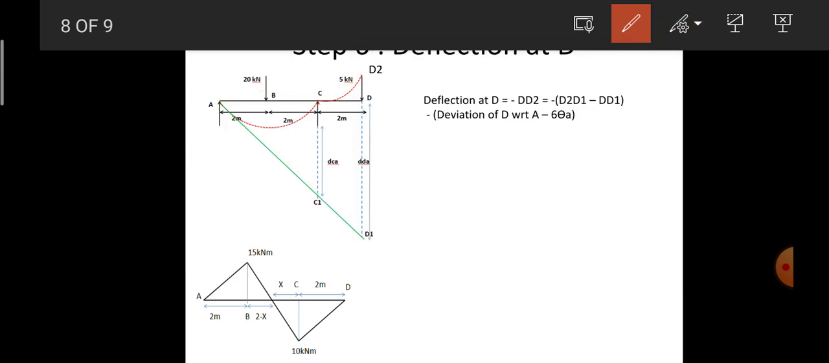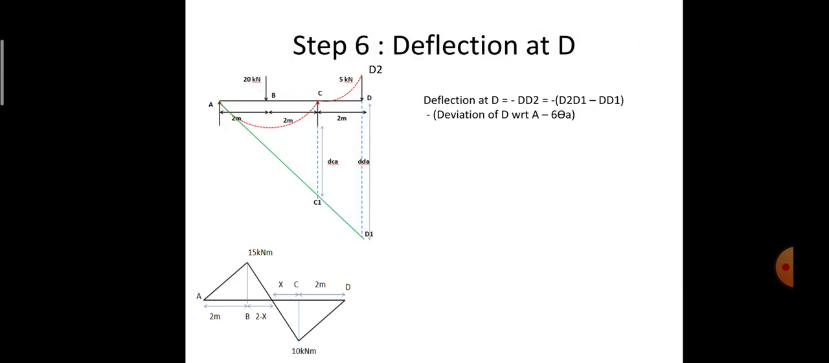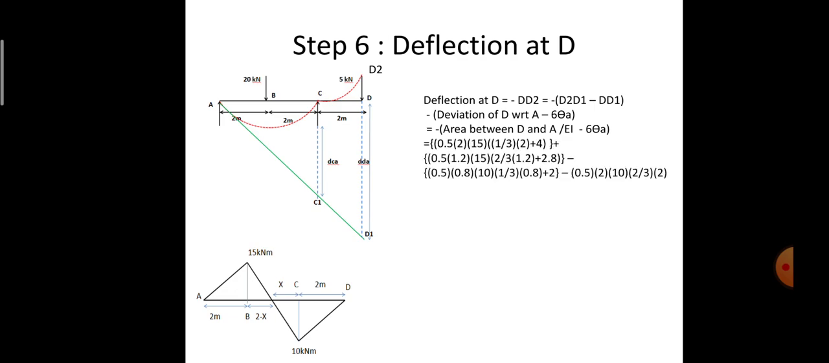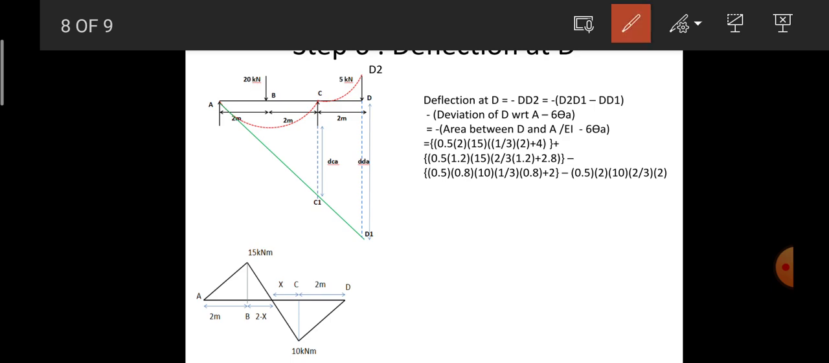So the deviation of D with reference to A is nothing but the area between A to D multiplied with the centroidal distance with D as the reference point, minus that of 6 times theta A. If I calculate the area between A to D, it comprises 4 triangles.